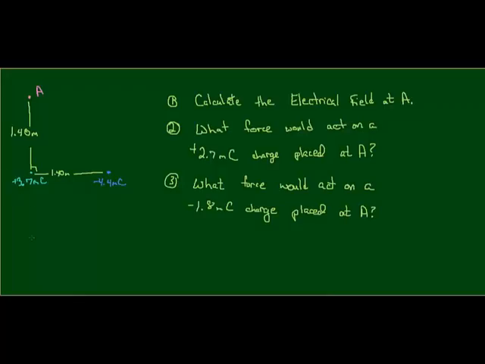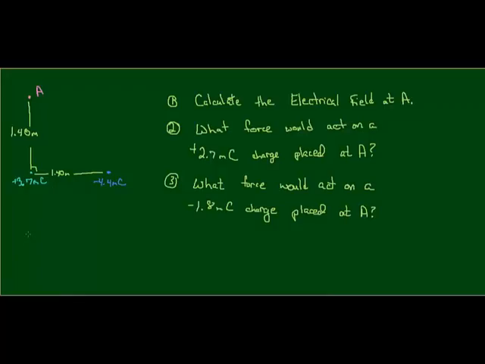All right. The first question, part A, asks us to calculate the electric field at point A. Well, we see right here, point A is 1.40 meters above a positive 3.7 millicoulomb charge, and then that 3.7 is to the left of a negative 4.4 millicoulomb charge, which is also 1.40 meters away. So I have this isosceles right triangle right here.